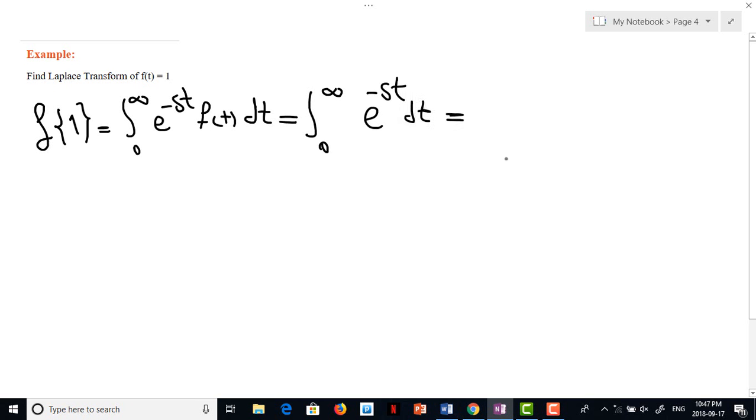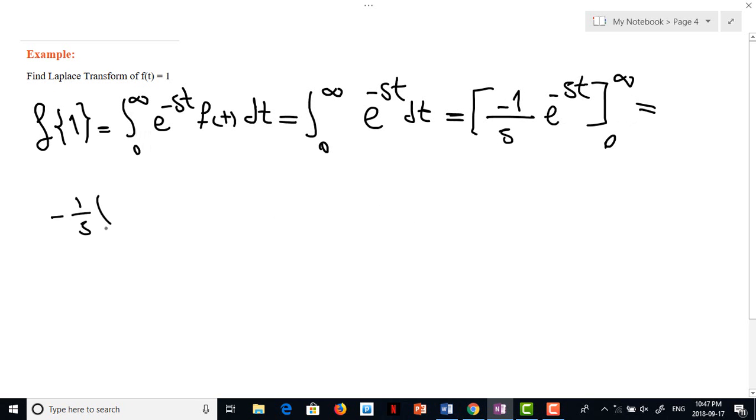So you know how to find this integral. It's very simple. It's minus 1 over s e to the power of minus st. And then we have to apply the upper limit and lower limit from 0 to infinity. So what happens if I apply the upper limit? I just factor out minus 1 over s. So here we have e to the power of minus s times infinity. And then I apply the lower limit, so we have e to the power of 0.